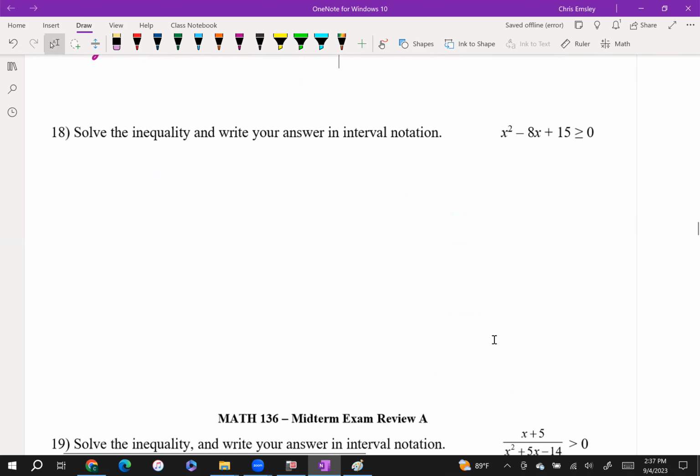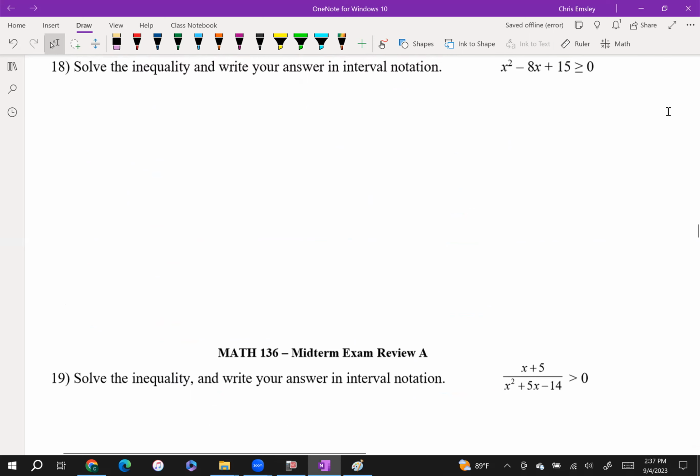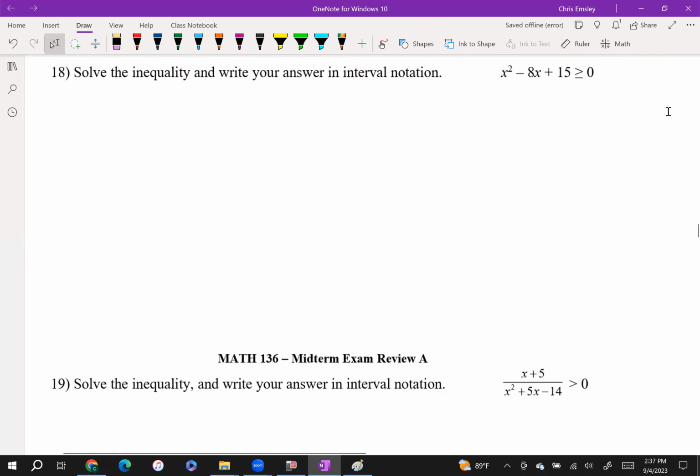Next up, number 18, we have a nice little quadratic inequality here. So with the quadratic inequality, we have to be careful. We can't solve this the same way we solve a quadratic equation. We use some of the same techniques to get information that we need, but we don't solve it the same way. What we need to do for these polynomial inequalities, or specifically here, this quadratic inequality, is first we have to find our key numbers. Those are the x-intercepts. So we do want to go ahead and factor.